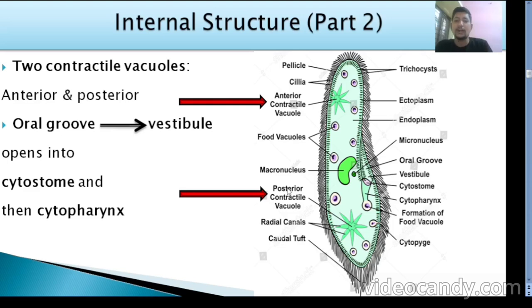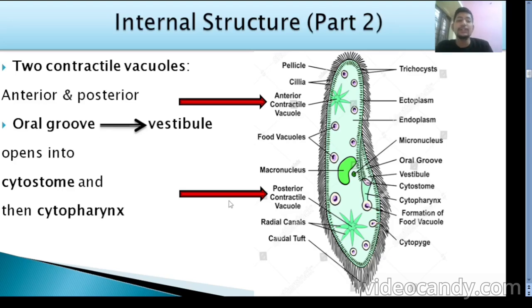Now what is the function of the anterior and posterior contractile vacuoles? They help in osmoregulation. What is osmoregulation? It is the process of maintaining water and ionic balance inside the body. Water and ions, their concentration has to be balanced, so it is done by the contractile vacuole. At the same time, it also helps in excretion in paramecium. So it performs two functions: osmoregulation and excretion.